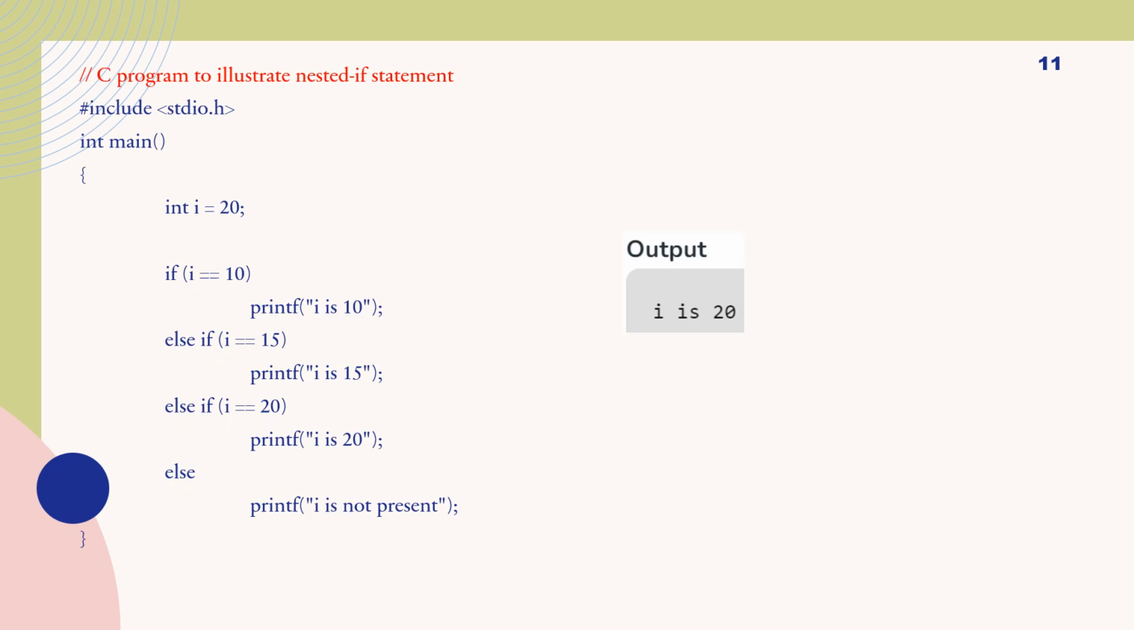And here is a program to illustrate the if else if ladder. Here also the declaration int i = 20 is done. If i is equal to 10, it will print "i is 10". Else if i is equal to 15, it will print "i is 15". Else if i is equal to 20, print "i is 20". In this case, it will work for the second else if, and it will print the output "i is 20".